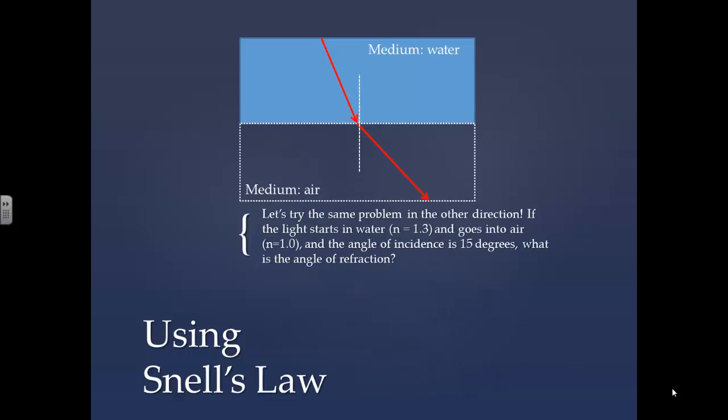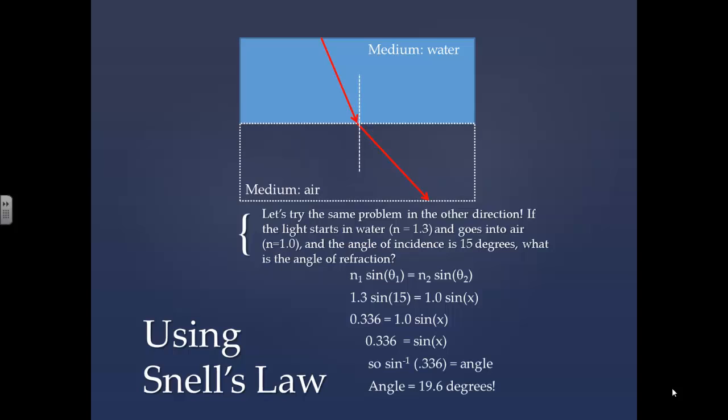Let's try the same problem in the other direction. If light starts in water, index of refraction is 1.3, and goes into air, n equals 1, and the angle of incidence is 15 degrees, what's the angle of refraction? My angle is 19.6 degrees. Notice that's close to 20.